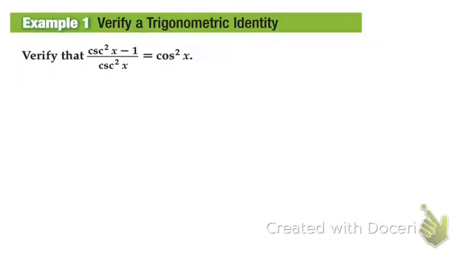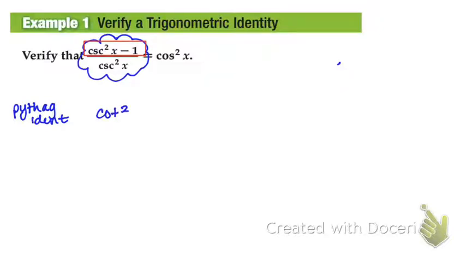So here's our first trigonometric identity. Let's take a look at it. You can see that this is the more complicated side, so that's the side I'm going to work on simplifying. And I'm actually not going to touch the other side. I'm going to just focus on the left-hand side. The first thing I'm going to do is notice that in the numerator right here, cosecant x squared minus 1 is actually a Pythagorean identity. So I'm going to use a Pythagorean identity to replace this expression, cosecant x squared minus 1, with cotangent squared x. And I'm going to leave the denominator alone.